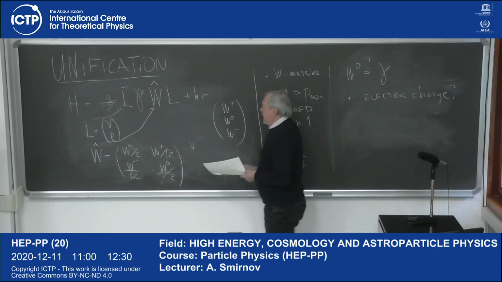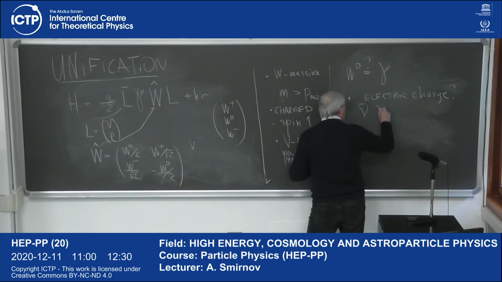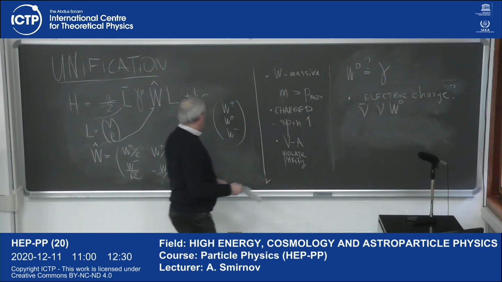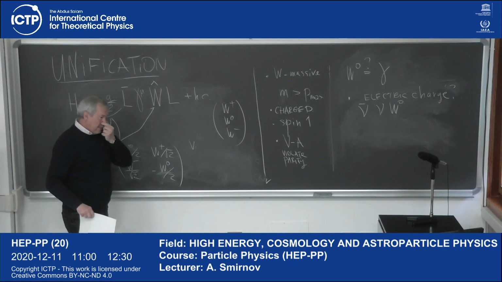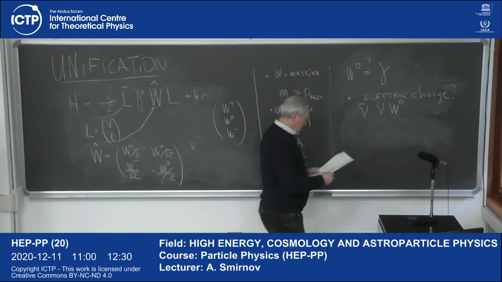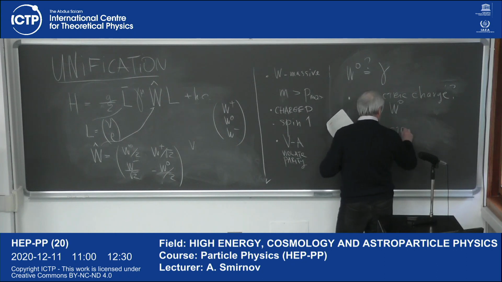Because W will have coupling to neutrino, for instance, neutrino and double 0. It's just here neutrino, neutrino, and here is double 0. It should not be for photon. The second problem is the V minus A structure of weak interactions.